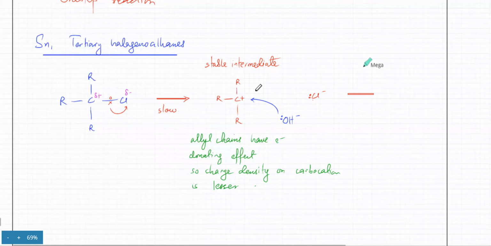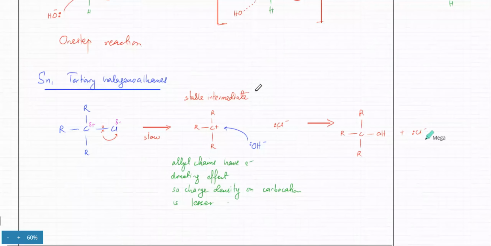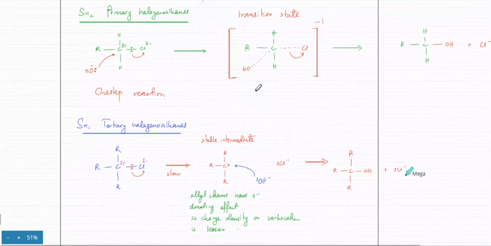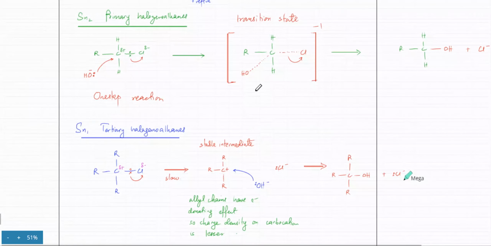And the product would be that the Cl has gotten substituted by OH. So the carbocation joins with the OH and the Cl minus one has broken away. Okay, so that's your mechanism of hydrolysis of halogenoalkanes. Okay, Akib, can you hear me?